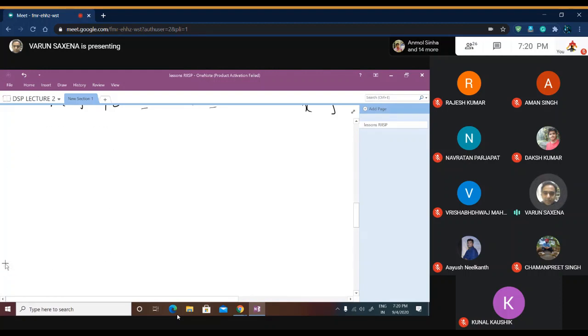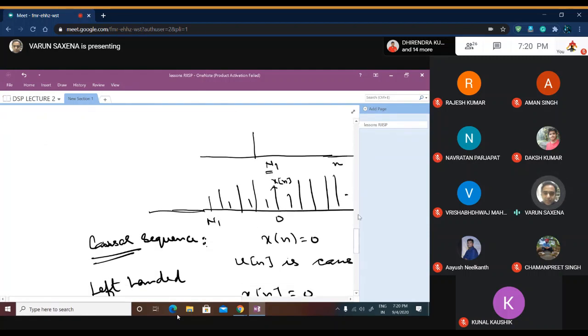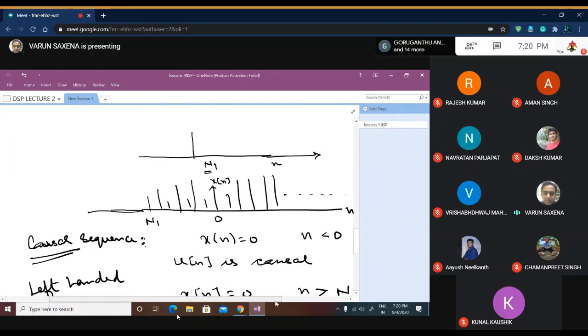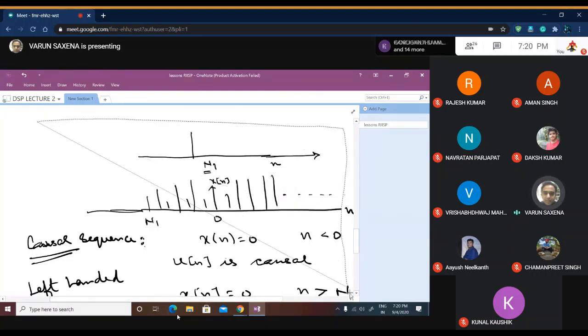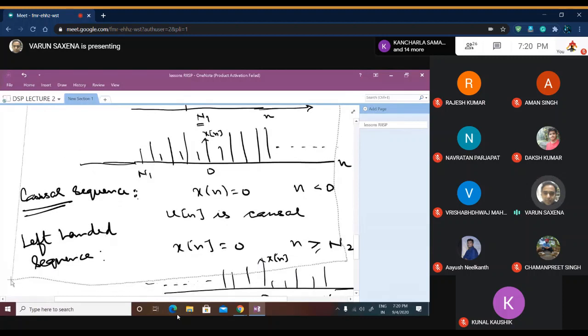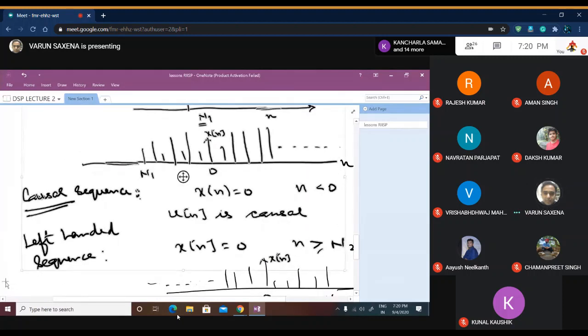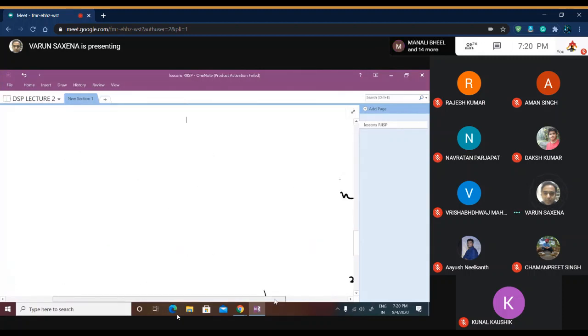There is a reason why I took right-handed and causal, then I went and said left-handed and anti-causal. That is another way for you to remember that if you're talking of an anti-causal sequence, then it always has to be left-handed. You can try out various examples.